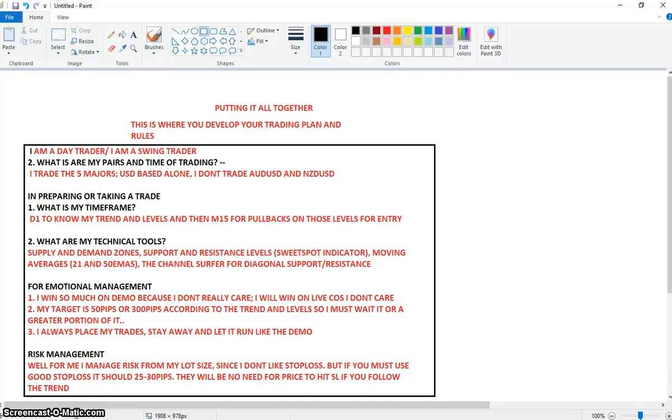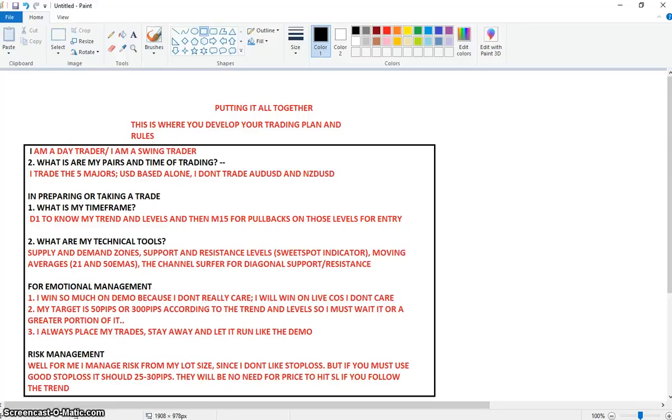So in preparing to take a trade, number one, what is my time frame? D1. You must start from the daily time frame to know your trend, number one, to know your levels, number two, and then use 15 minutes for pullbacks on those levels to enter. I've already discussed all these in detail.